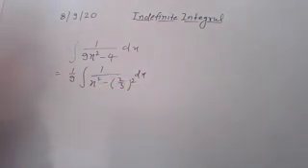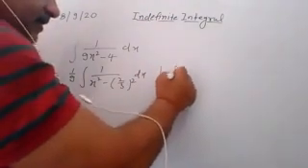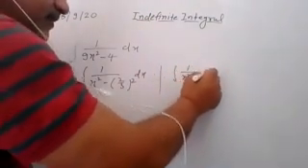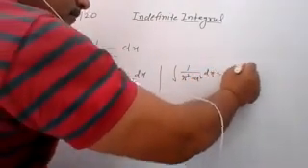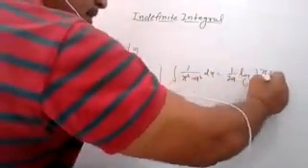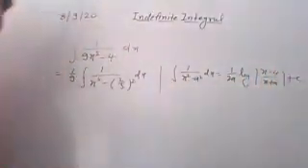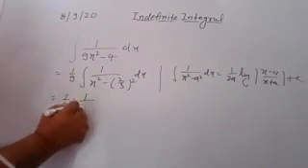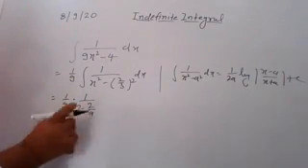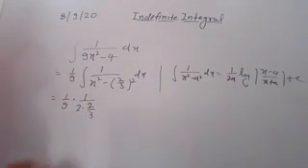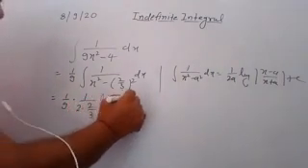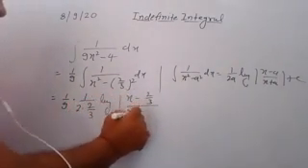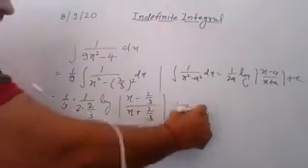So in which form is it? 1 upon x square minus a square. Yes. So its formula is what? Integration of 1 upon x square minus a square dx is equal to 1 by 2a log (x minus a) upon (x plus a) plus c. Putting its value, you have 1 upon 9 into 1 upon 2 times a, which means 2 by 3. Here you have 2 by 3 into log, x minus 2 by 3 upon x plus 2 by 3 plus c.